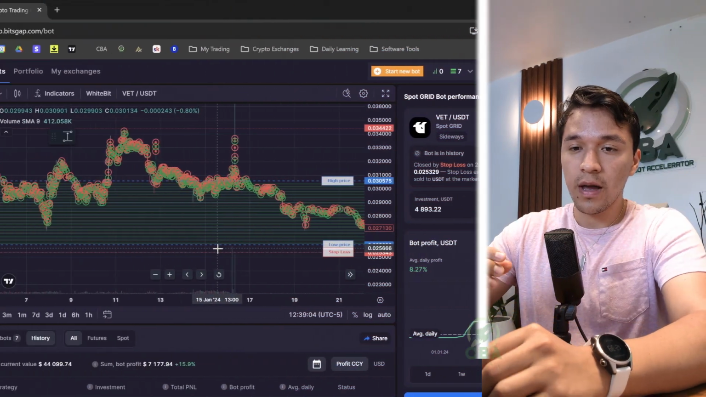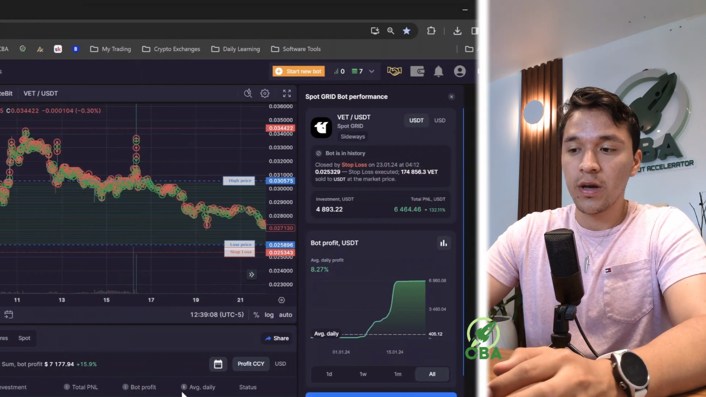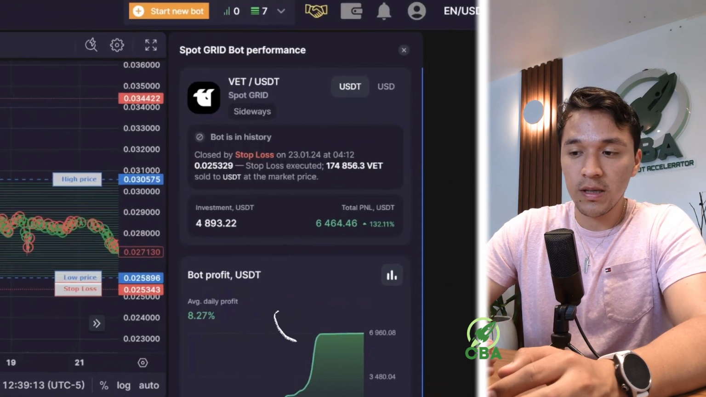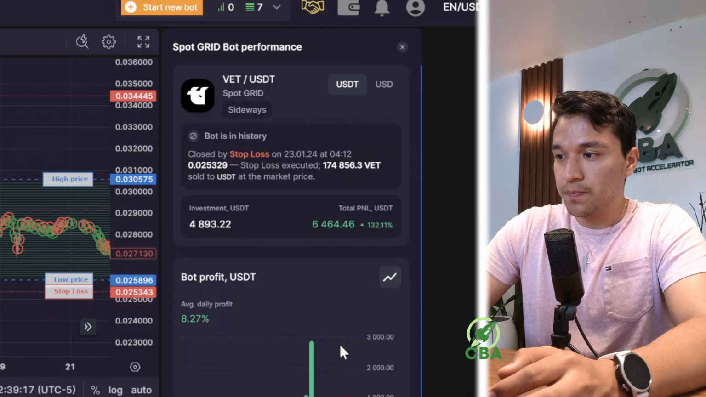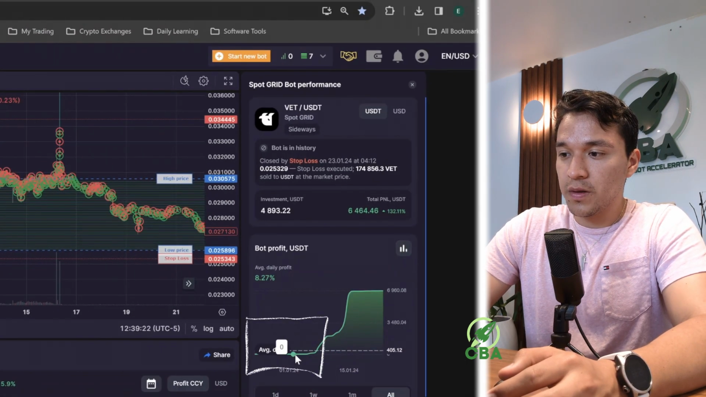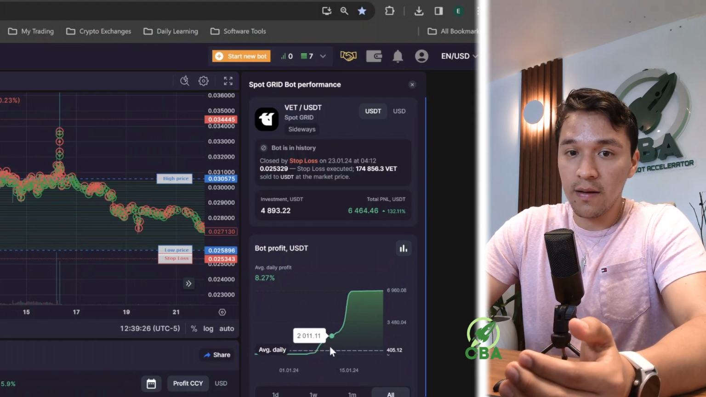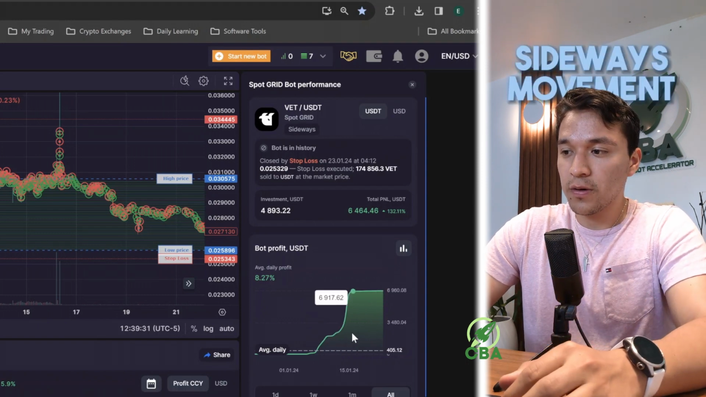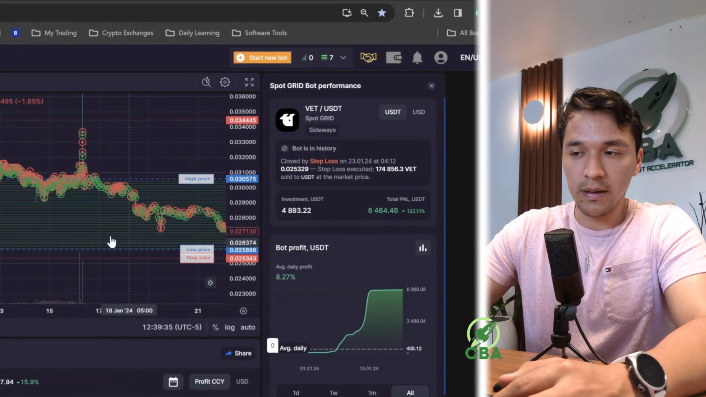For example, I had this bot running that was trading for about 17 days and 4 hours, and it generated me a total profit of 132%, making on average 8.27%. So if I click here on the stats, we can see how it started from 0, and then as the cryptocurrency was trading every single day, because of the volatility and sideways movement of the cryptocurrency, we can see how it kept generating that profit consistently.